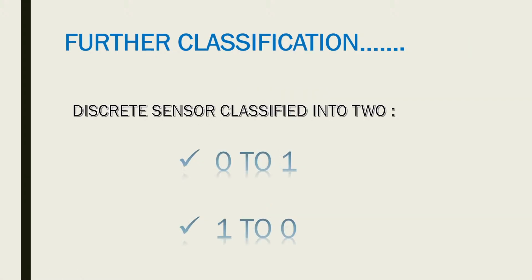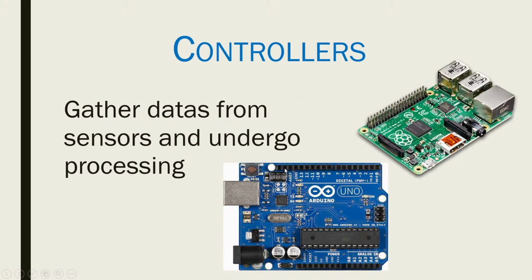So then discrete is classified into two: any sensor that can go from 0 to 1 or 1 to 0. And there are different types of single board computers and microcontrollers. You can use 32-bit microcontrollers like ARM microcontrollers, or you can use an open source platform like Arduino. Arduino is very useful because you don't need to learn so much about embedded systems to program using Arduino. You can just easily start.